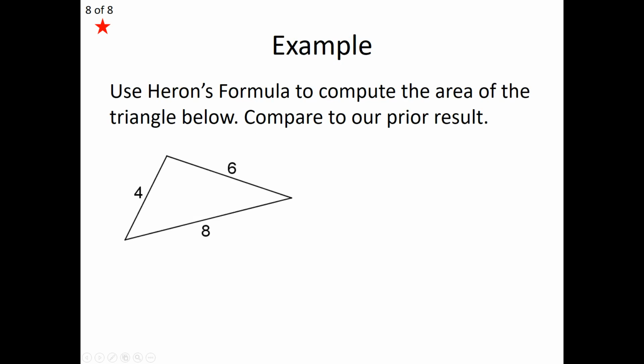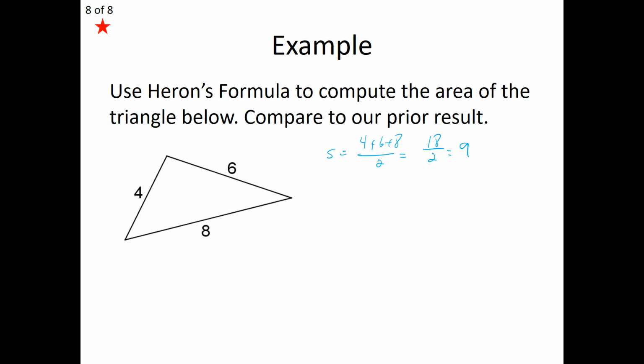So then let's actually calculate the area of a triangle using Heron's formula. And in fact, we're going to use the exact same triangle from before, and we're going to compare our results. So what we first need to do is calculate the semi-perimeter of our triangle by simply adding the three sides together, 4 plus 6 plus 8, and then dividing that by 2. So we get 18 divided by 2, a semi-perimeter of 9.